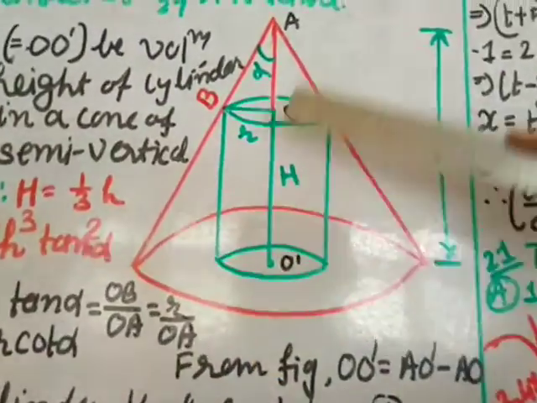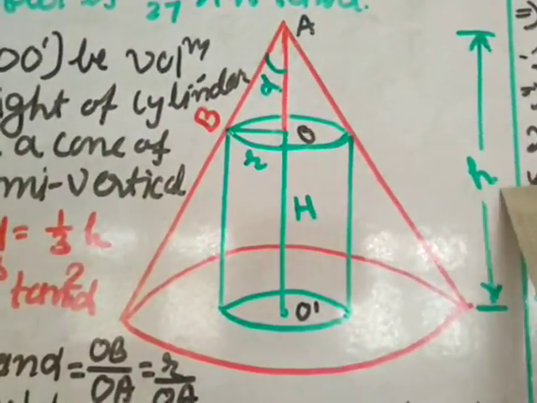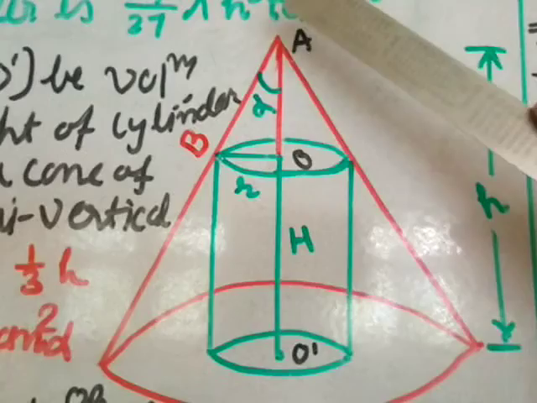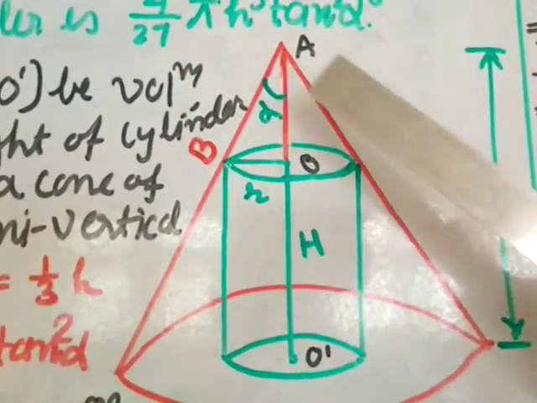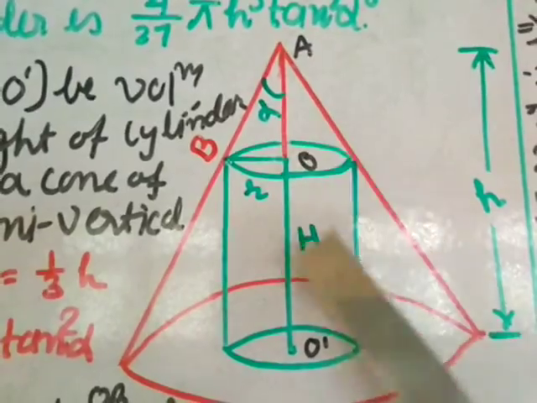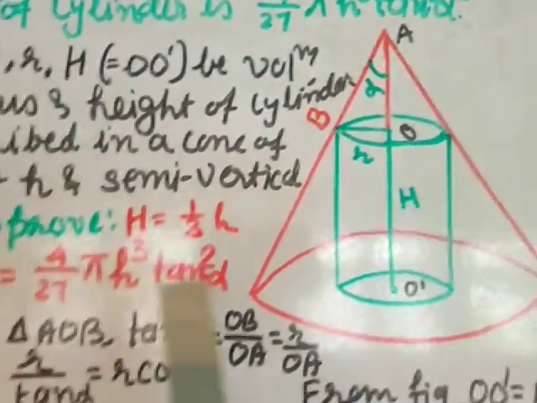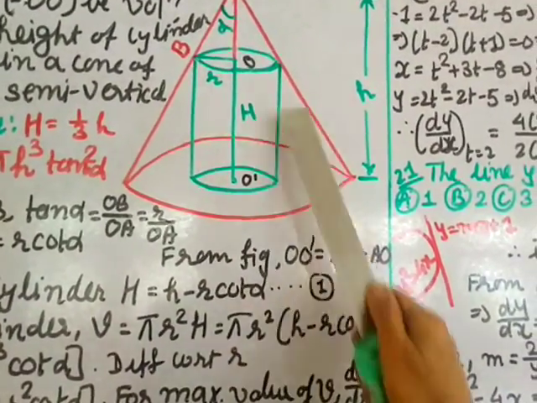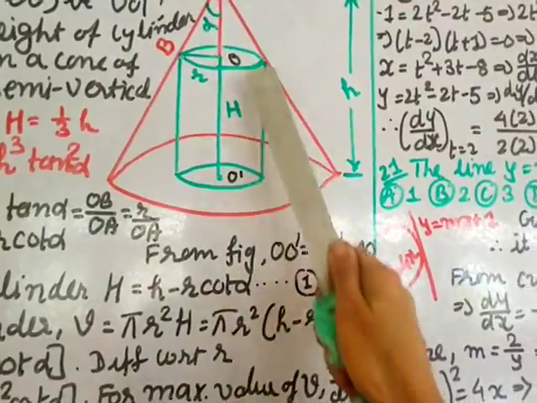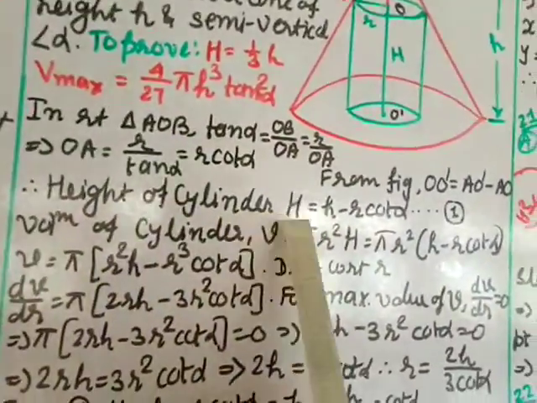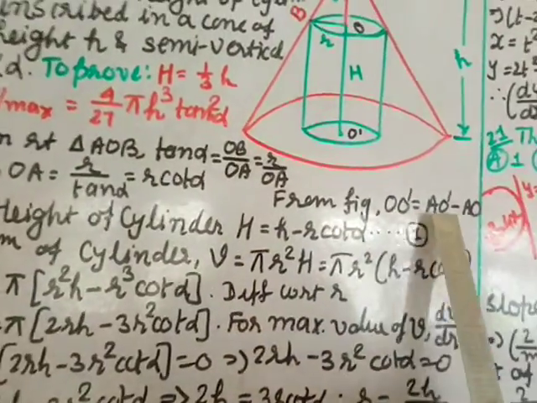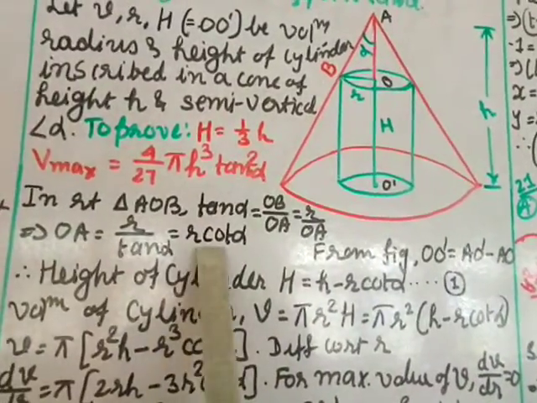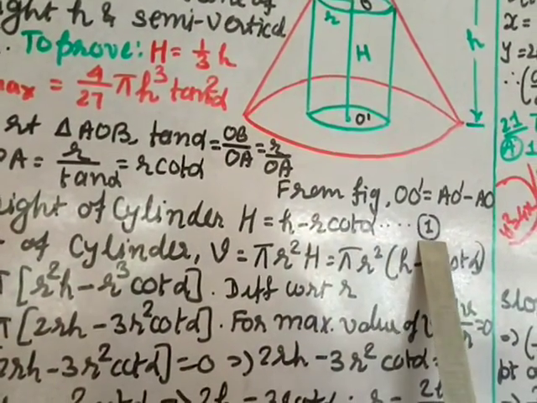Now from the figure we can see AO dash, that is the height of the cone, that is H, and OO dash is the height of the cylinder. So if from AO dash I subtract AO, I will get the height of the cylinder, and that is what we have to find. From the figure, OO dash is equal to AO dash minus AO. Height of the cylinder I have assumed capital H, equal to AO dash, that is small h, this total height h minus AO, from here R cot alpha. So H equals h minus R cot alpha, call it number 1.